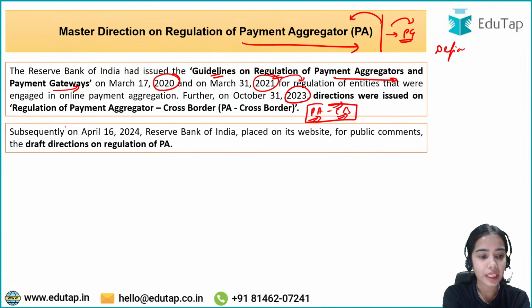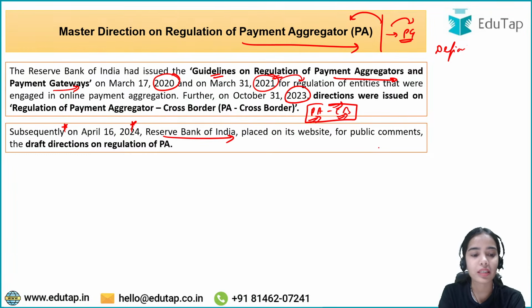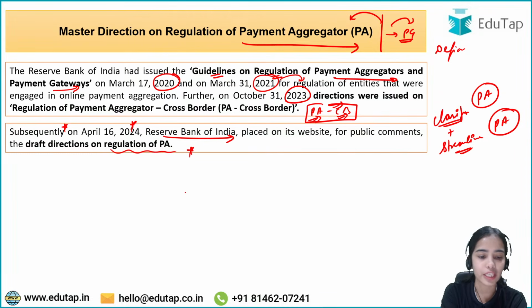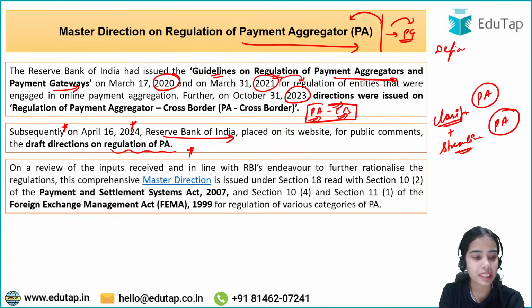Subsequently, in April 2024, the RBI placed on its website for public comments the draft directions on regulation of payment aggregators. RBI said that we want to further clarify and provide clarity for the payment aggregator regulations, and we want to streamline them. That's why the RBI released a draft direction in 2024 for public comments, and on a review of the inputs received, in line with the RBI's endeavor to further rationalize, clarify and streamline the regulations.